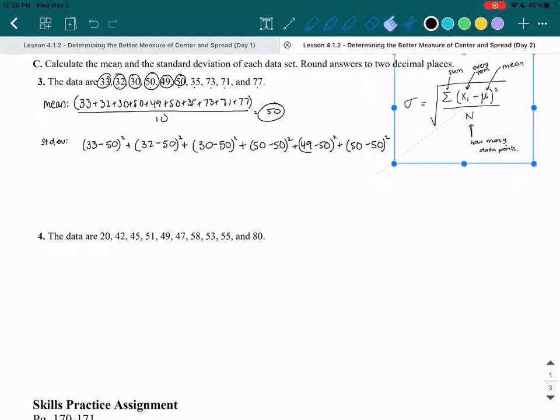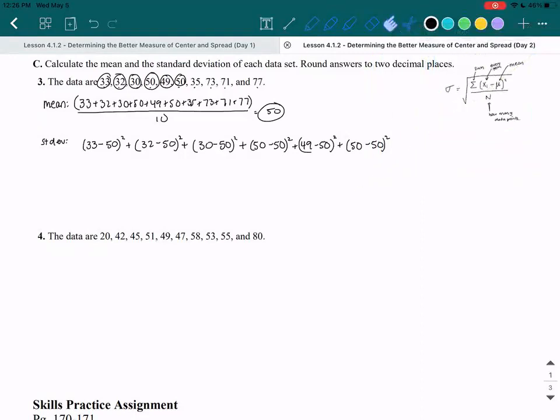I'm just going to make this smaller because it's in my way now. There we go. And again with the next term. And again with the next term. And again. And the last term. Okay, so all of those things added together, and then we need to divide it by n, so that's how many data points. We already counted the data points. There were 10 data points, as you can see right over here.